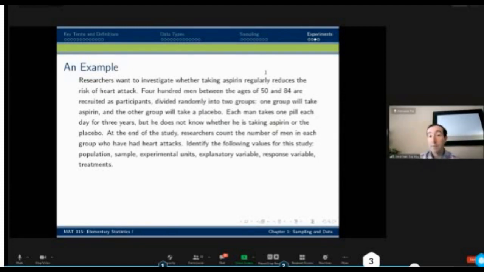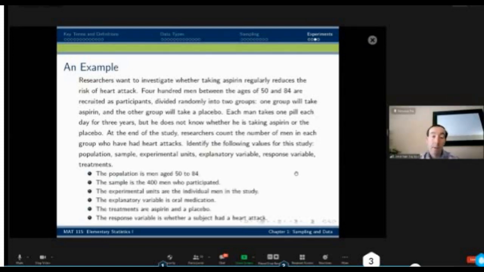And what are the treatments? The aspirin? Yeah. Aspirin is one treatment, placebo is the other treatment. And that's it. And so there's the brief summary of that.